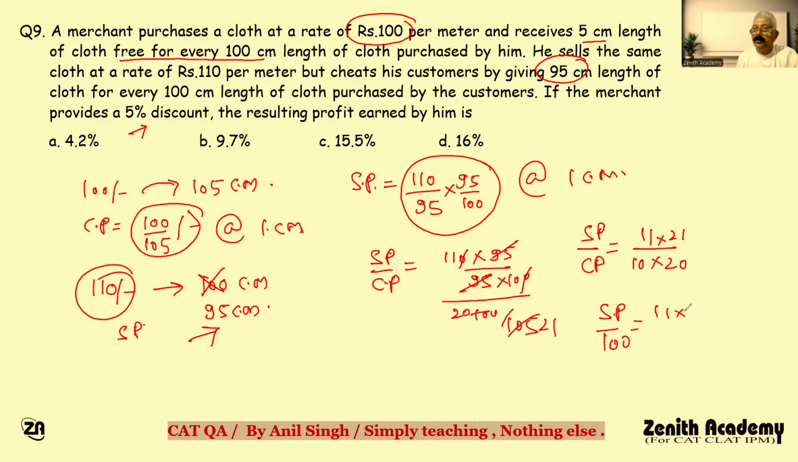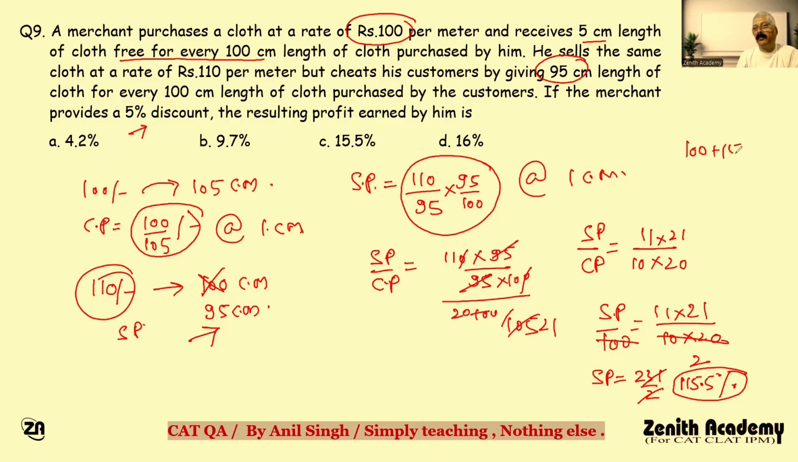So if CP is 100, then the selling price will be 115.5. So 115.5% means more than 100 is 15.5%. So this is 100 plus 15.5. This is your profit. Answer is 15.5.